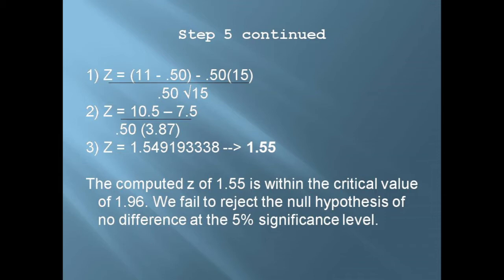And now with this result, the computed Z of 1.55 is within the critical value of 1.96. So we then fail to reject the null hypothesis of no difference at the 5% significance level.